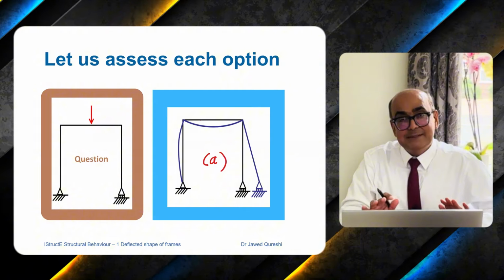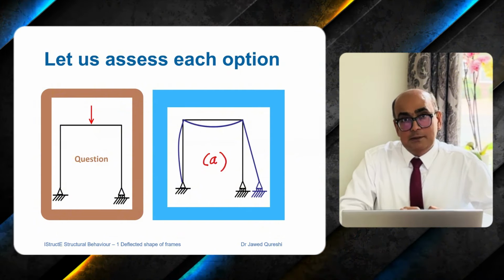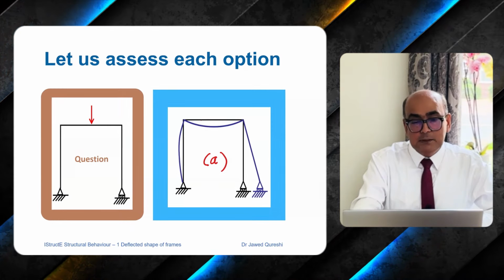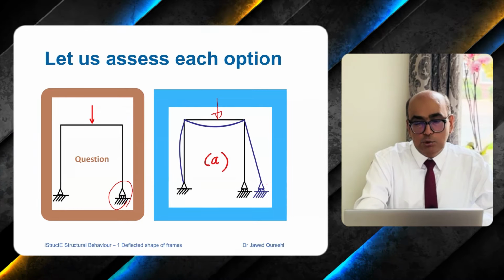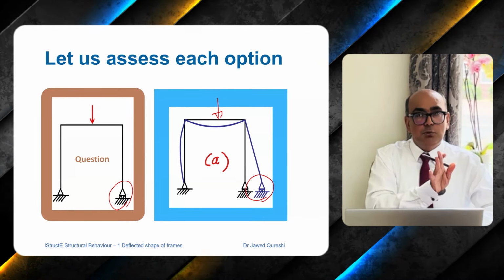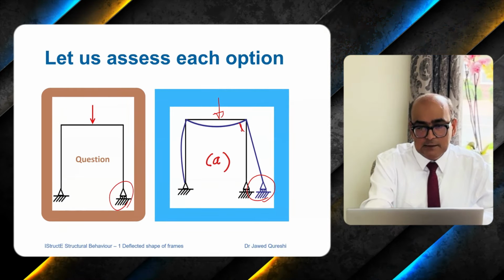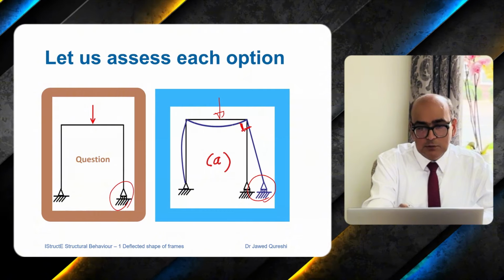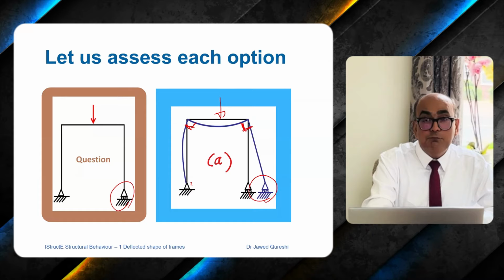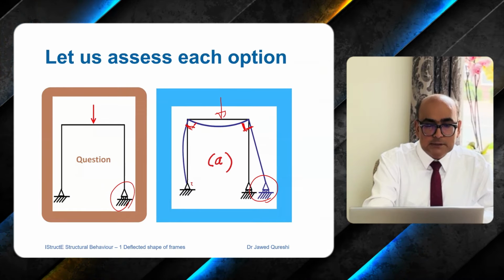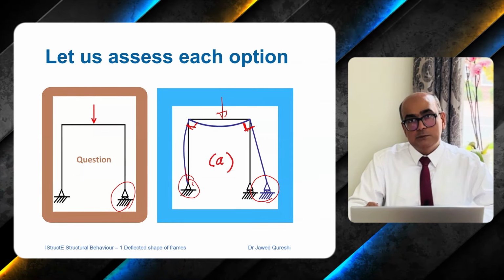Now once the basics are clear, then it's easier to solve the question. Now option A looks fine. We have a roller support here. When we are applying loading, certainly the roller support is going to move rightwards. We have 90° here as well after loading applied, and we have 90° here as well. And because of the pin support, you can see this side is rotating, which is fine as well.